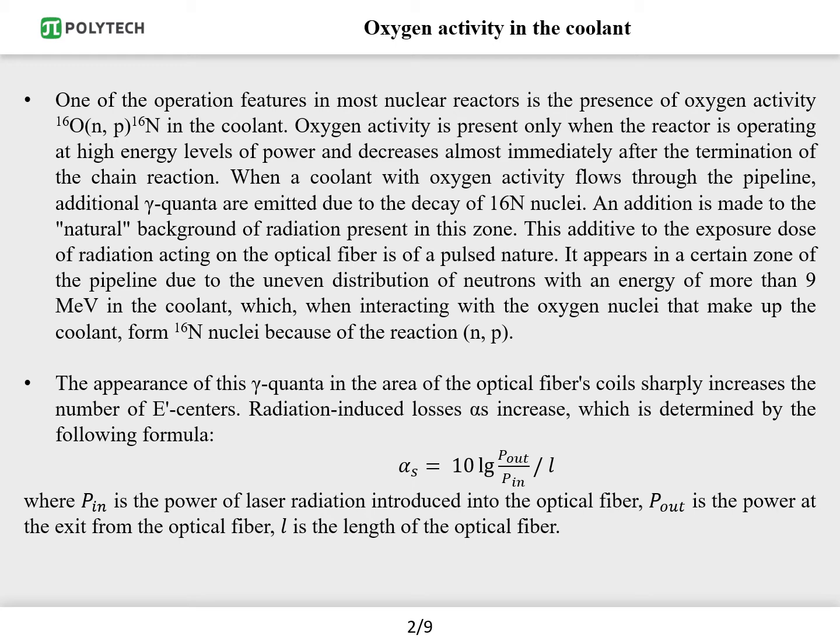It appears in a certain zone of the pipeline due to the uneven distribution of neutrons with energy of more than 9 MeV in the coolant, which, when interacting with the oxygen nuclei that make up the coolant, form 16N nuclei because of the reaction. The appearance of these gamma quanta in the area of the optical fiber coils sharply increases the number of its color centers. Radiation-induced losses increase, which is determined by the following formula on the slide.